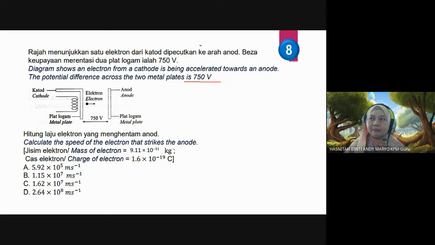You are given the mass of the electron, so this is m, and this is the charge for one electron, which is e. This is capital V. So we have m, e, and capital V. What are we finding here? The speed, small v. Can you find it using this equation? I give you a few seconds to find the speed of the electron when it strikes the anode. Everyone, please work on this.